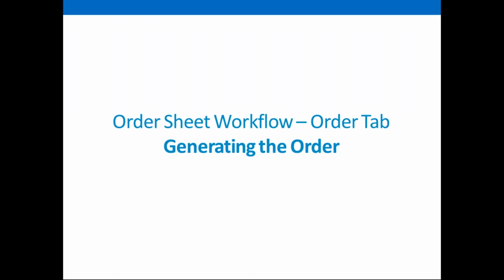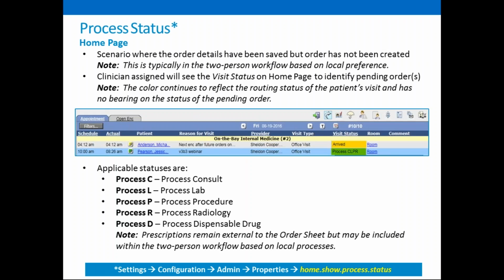All right, so that's composing the order, choosing the individual test, filtering each order type by the parameters available, clicking the icon, selecting it in the citrus color, and then verifying the details on the right. Now generating the order. I mentioned the process status, and this is primarily applicable if you're going to use the 2-person workflow. This logic already exists. This is not new to the upgrade. I'm just introducing it again for those of you that will be using the 2-person workflow.